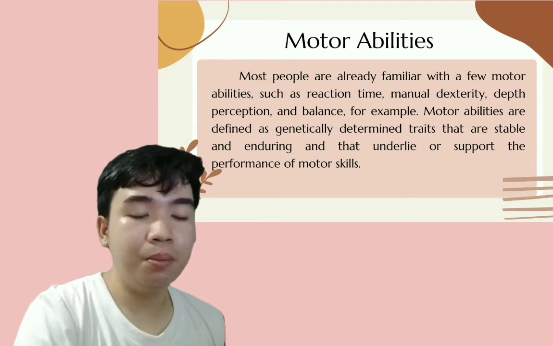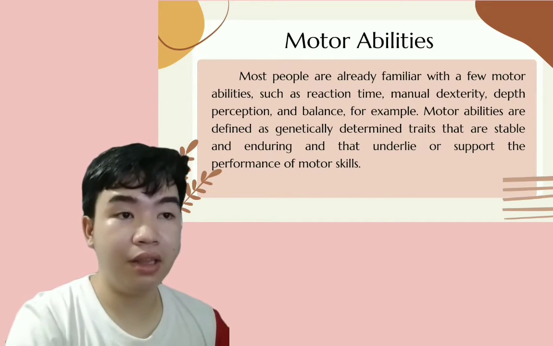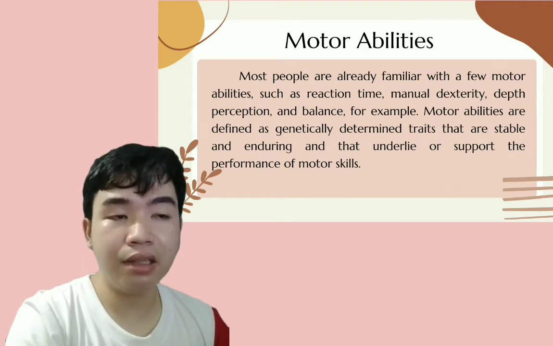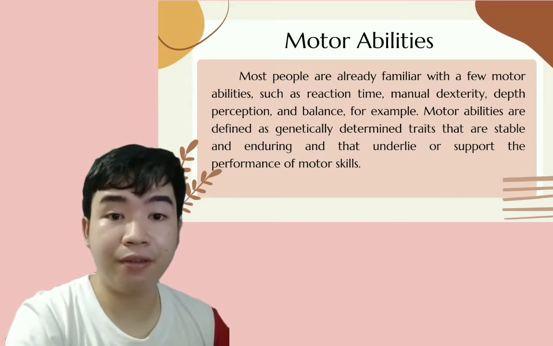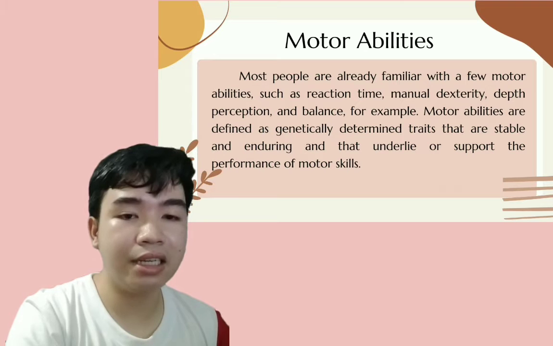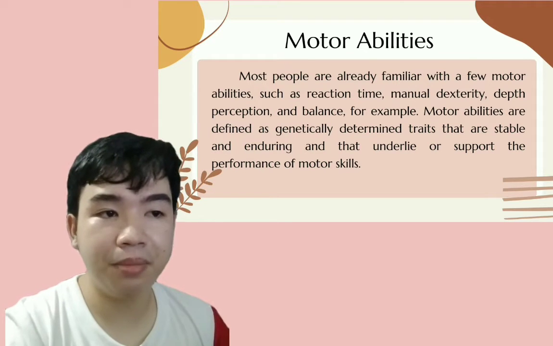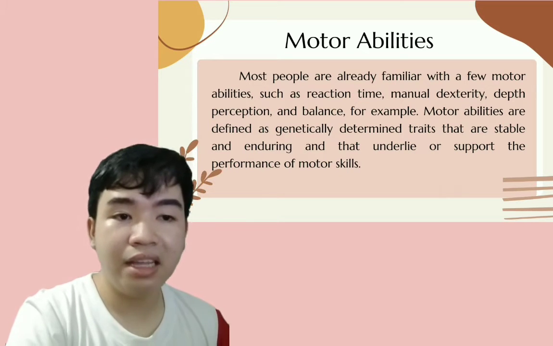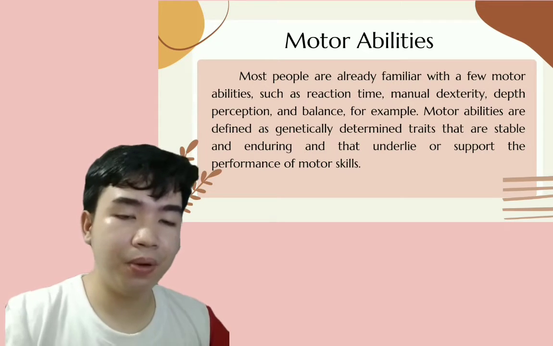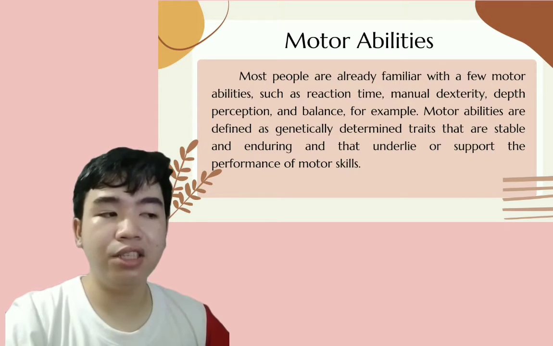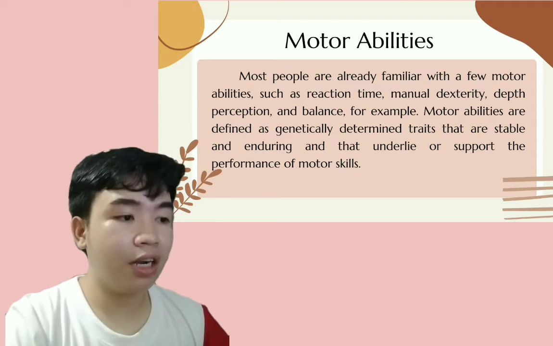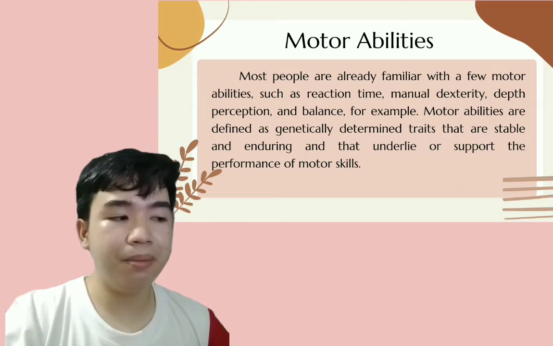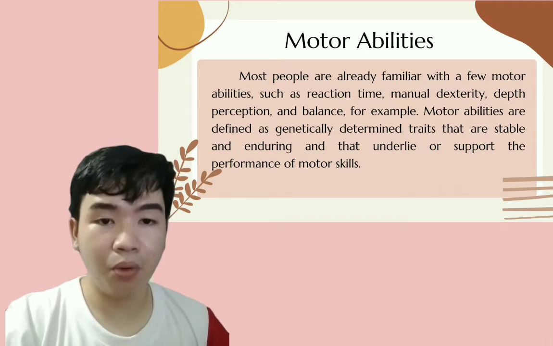Motor abilities. Most people are already familiar with a few motor abilities, such as reaction time, manual dexterity, depth perception, and balance, for example. So motor abilities are defined as genetically determined traits that are stable and enduring and that underlie or support the performance of motor skills. So when we say motor abilities, it is the genetically determined trait or characteristic of an individual, and also it is the basic equipment that people are born with.